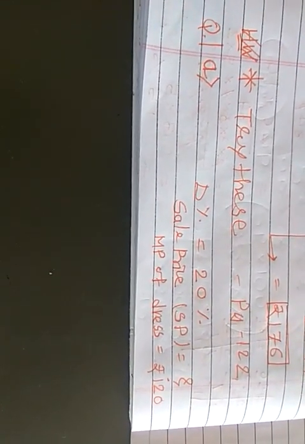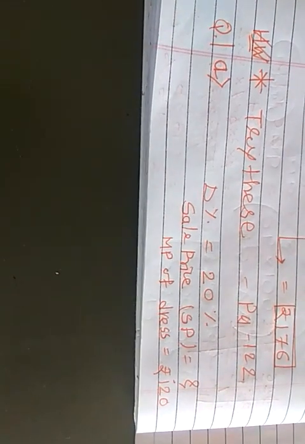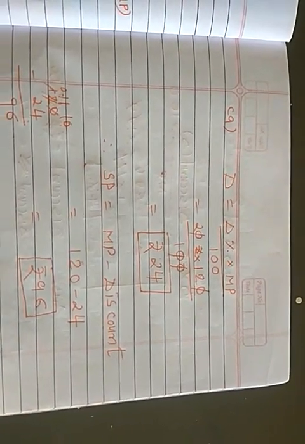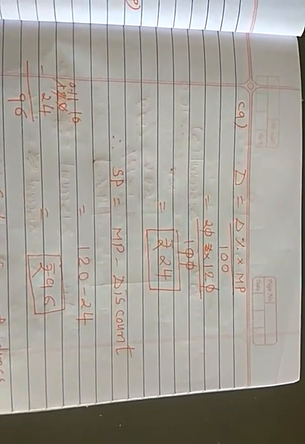Now from the textbook, try this page number 122. Question number 1A. In that, please read the question from the textbook. Here I will write the solution. Now the discount percentage is 20%, the sale price we have to find out, and the MP of the dress is given as 120. We have to find out the discount first, because the discount percentage is given.